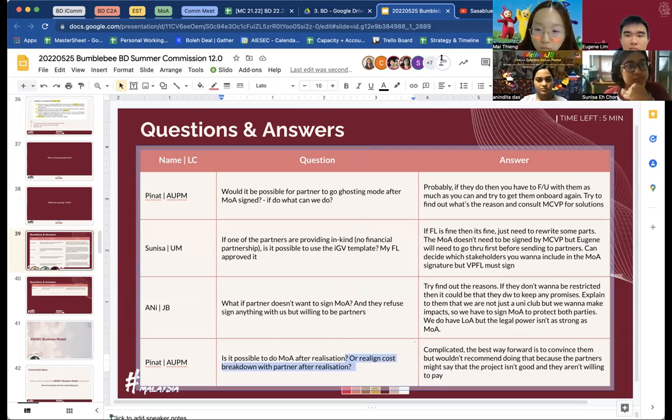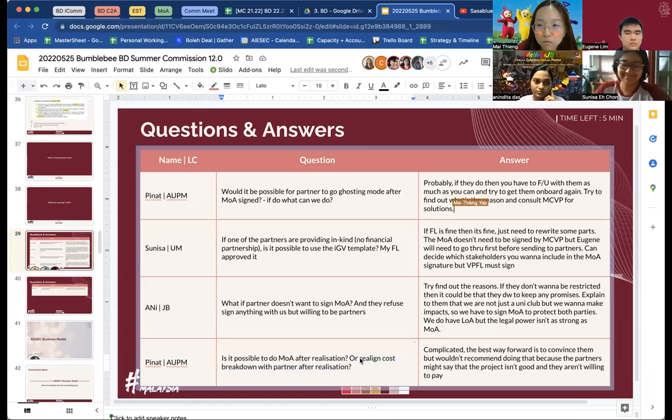Meaning that mostly because of the time constraint, having a very short time to actually proceed to the MOA. But the partner is willing to partner with us, so we are discussing the cost breakdown again after the realization, which also leads to the MOA after realization.